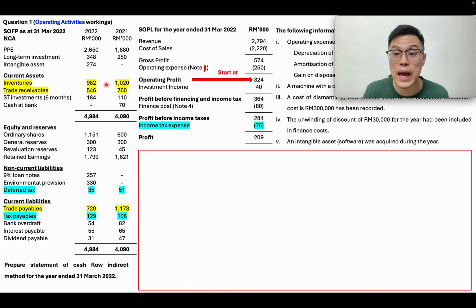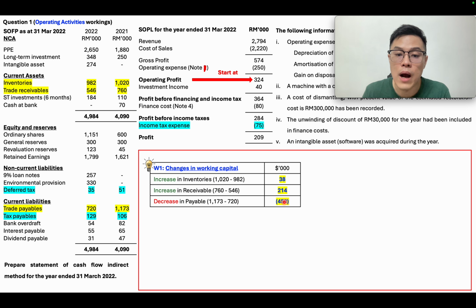A reduction means we are actually selling out the items, so it's an inflow for us. Receivables also reduced, from 760 to 546. A reduction in receivables means we received money, so it's an inflow, positive. Payables went from 1173 to 720. This one is also reduced, and a reduction means we are paying money, therefore it is an outflow. And this is the working. Can you see? Decrease in receivable 214, positive. And decrease in payable, negative, because we are paying money.